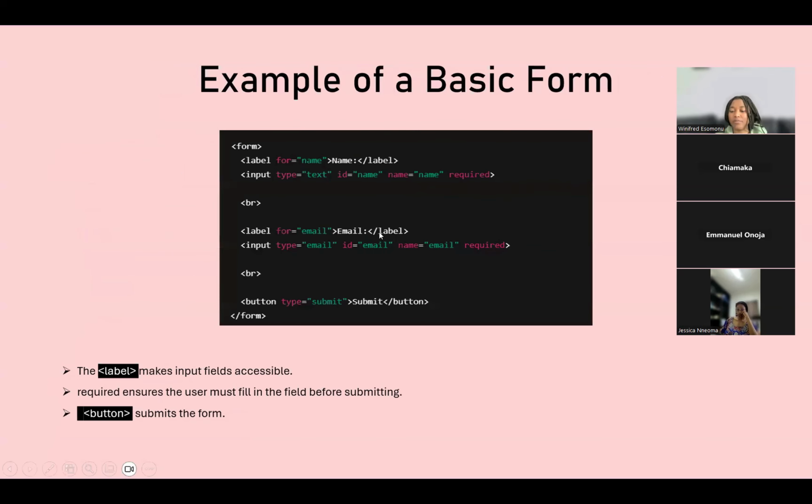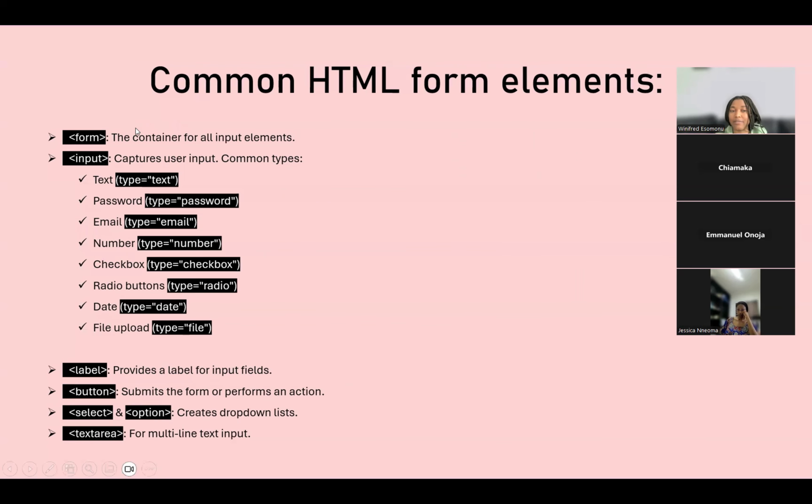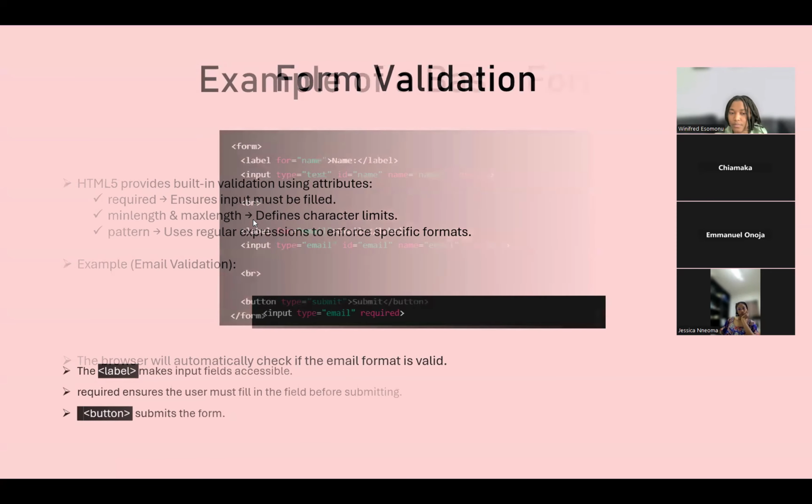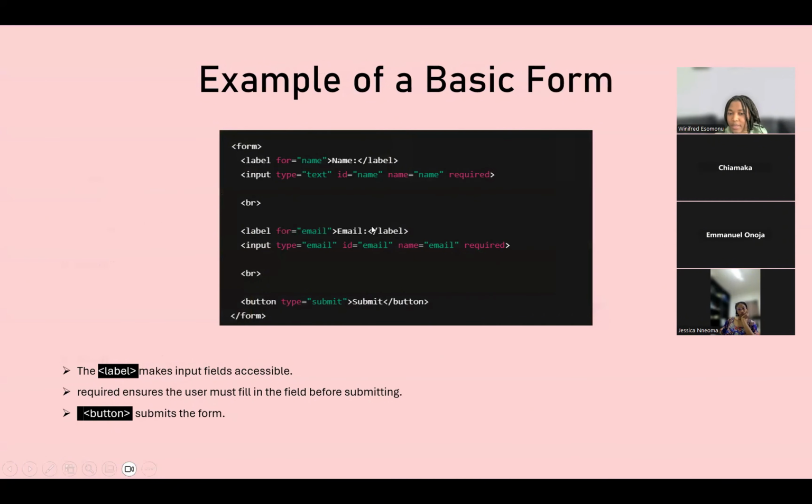So an example of a basic form, remember I told you the form is like the container, right? And everything else is inside the form, the container. So the form is the house. So you can see everything is wrapped inside opening form and closing form. And then you have the label for name, and then the input type of text for your name. Then we break the line to give one space, and then we have the label for email, and then we have the input type of email. We break, and then we have submit. This is just a basic example.